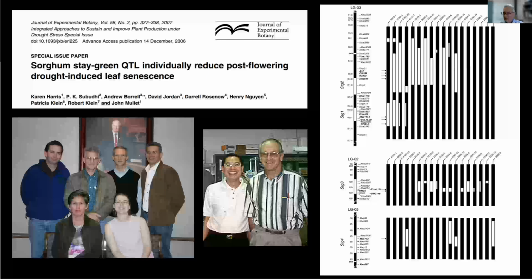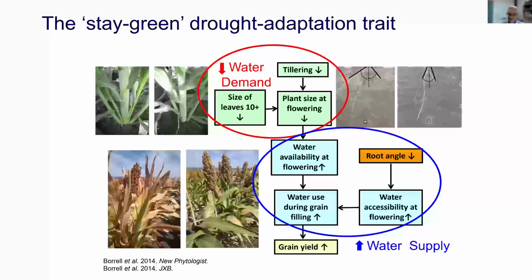We published this work initially characterizing the 34 stay green regions and some preliminary work about how the trait worked physiologically. And then we summarized the physiological understanding. If you introgress a single stay green QTL region in, you get a decrease in water demand, and that decrease in water demand is due to a reduction in tillering and a reduction in the size of the upper leaves, and it results in a smaller plant size at flowering.